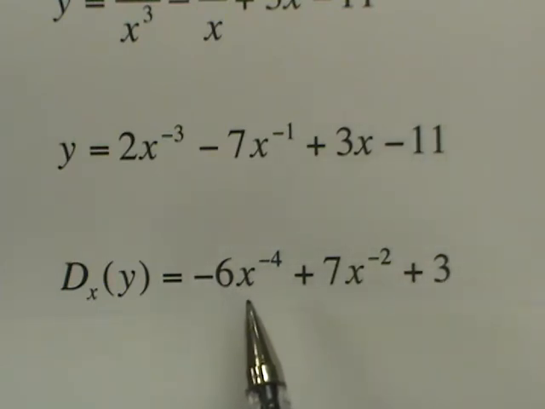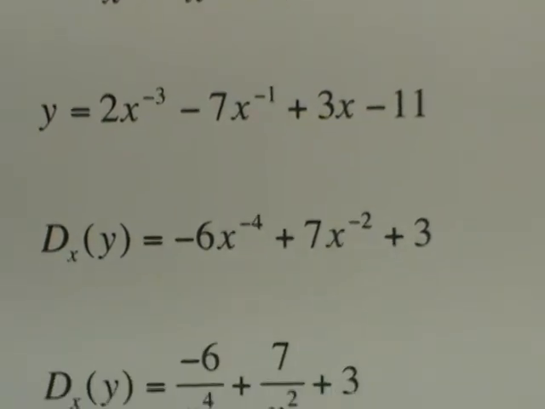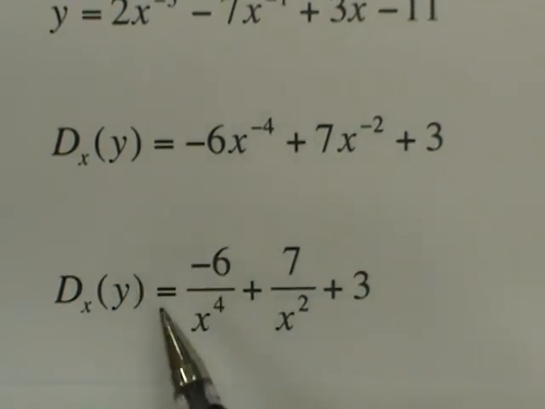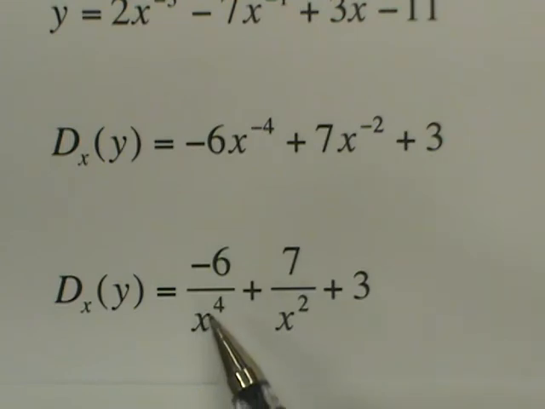Traditionally, we do not write derivatives with negative exponents, so we have to bring those parts of the term down. As I bring them down, I would get dy/dx, the derivative of y with respect to x, negative 6 over x to the fourth plus 7 over x squared plus 3.